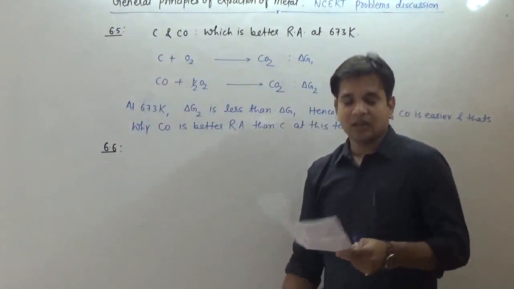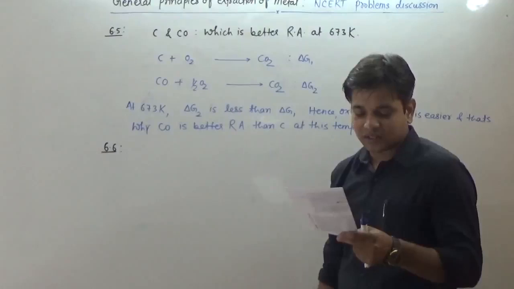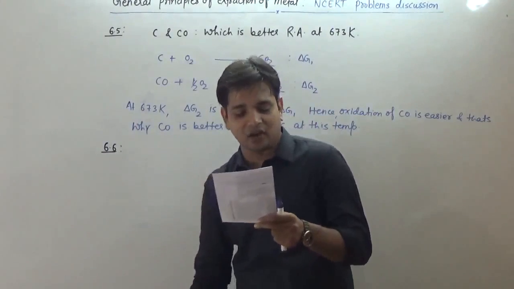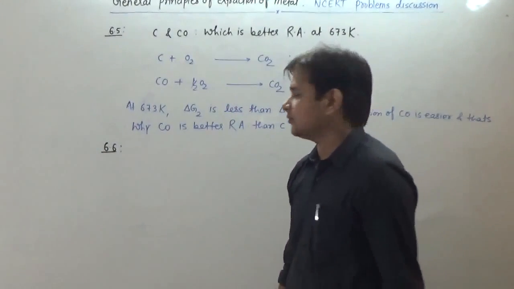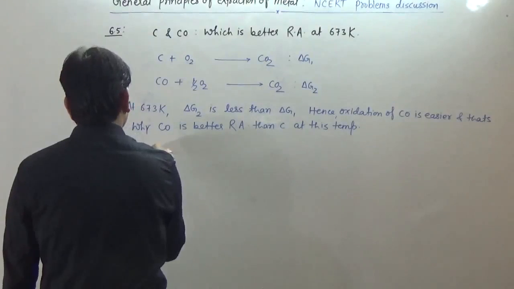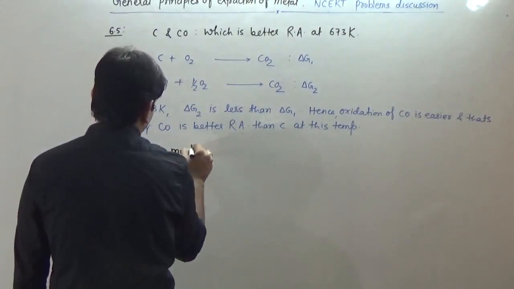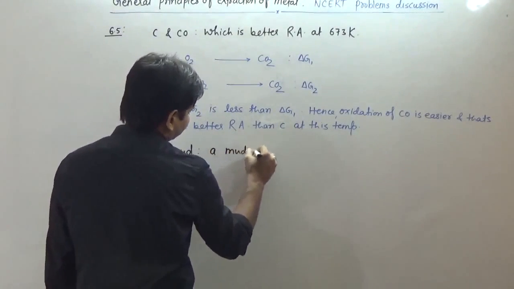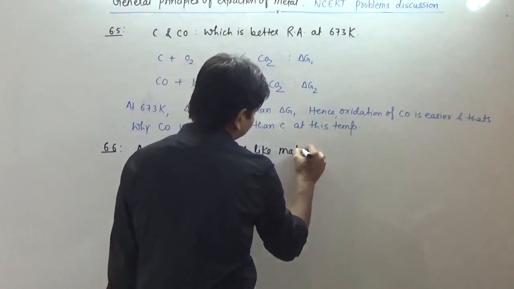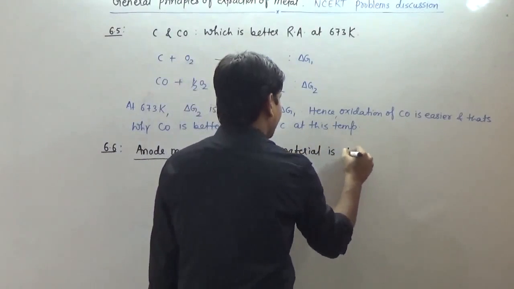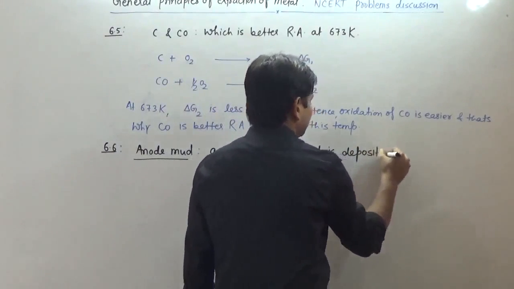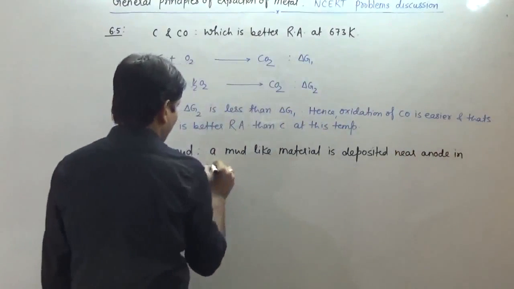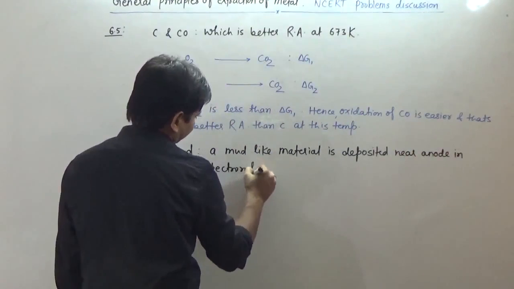The next question is 6.6, and in this question we have to name the common elements present in the anode mud in electrorefining of copper, and why they are present. When you do electrorefining, a mud-like material is deposited near the anode, in electrorefining of copper or any other metal.